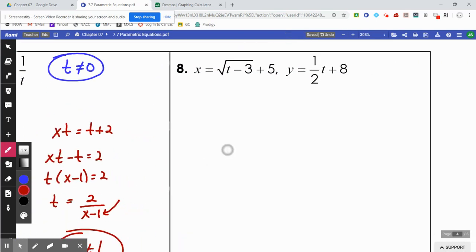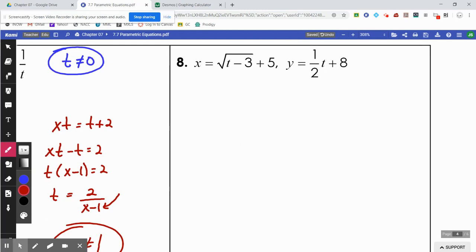Okay, number 8. Let's do the same thing. It's easier to use our linear equation over here. So let's move the 8 over. It gives you y minus 8 is equal to 1/2 t. Let's move our 1/2 over by flipping and multiplying. Gives you 2y minus 16 is equal to t.